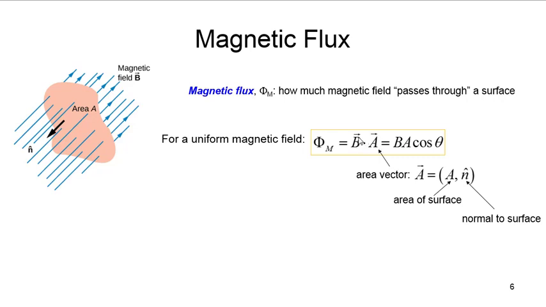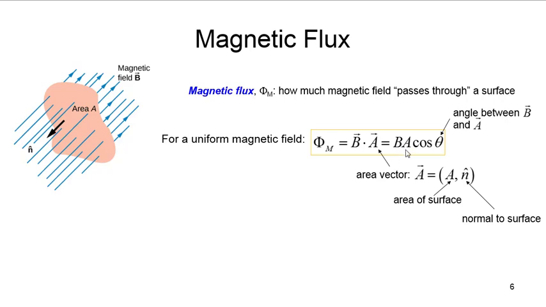Or if you don't like a dot product and you don't like seeing equations that have vectors in them because it scares you, that's fine. All you need to do is take the magnitude of the magnetic field, the magnitude of the area, so just how big the area is, times the cosine of the angle between these two. That's the angle between the magnetic field and the area vector, or you can think of it as the angle between the magnetic field and the normal to the surface, because these two things are in the same direction. So that's how we can calculate the magnetic flux through any surface, as long as the magnetic field is uniform everywhere on our surface.